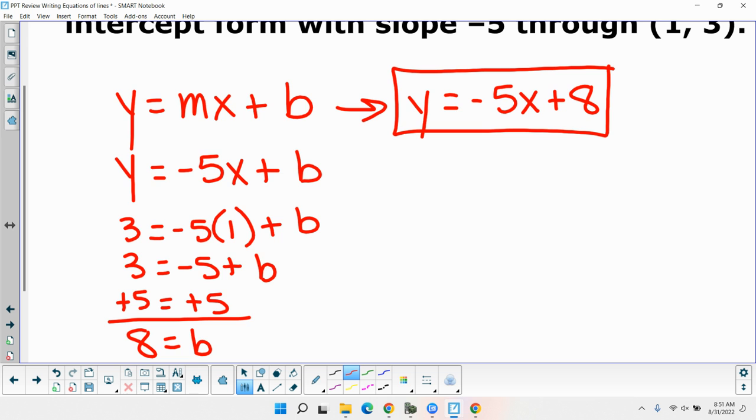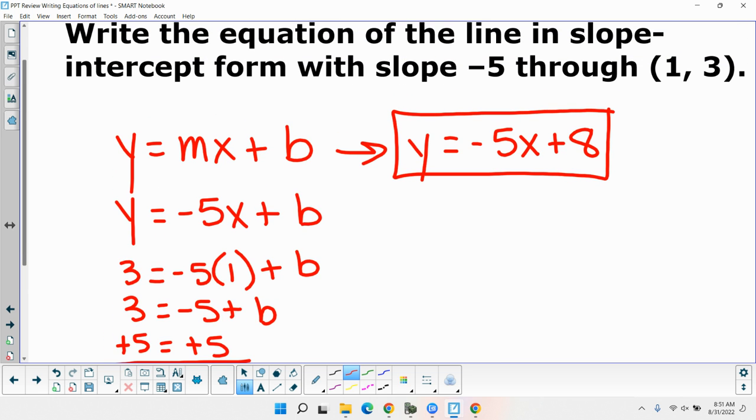That's the equation of the line that has a slope of negative 5 and passes through the point 1, 3. Okay? So we're going to substitute the x value for x, the y value for y, solve for b. Once you figure out what b is, then plug that number in for b to finish up. Okay? And it's in slope-intercept form.